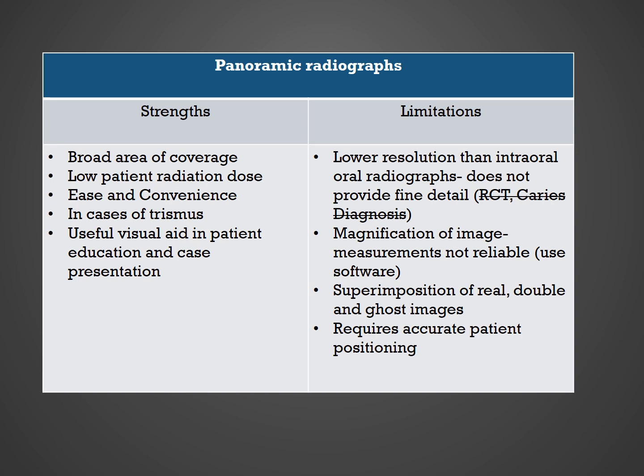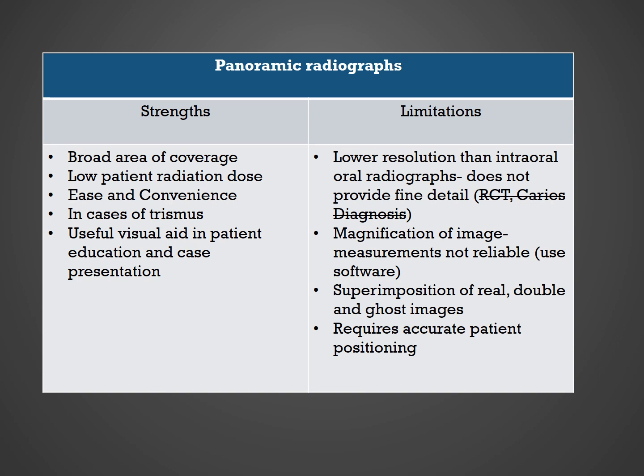All in all, let's look at the strengths and limitations of panoramic radiographs. First of all, it has a broad area of coverage, a relatively low patient radiation dose, and ease and convenience of examining the patient. It is useful in cases of trismus, and is a useful visual aid in patient education and case presentation. Of course, the limitations would be lower resolution than an intraoral radiograph, and hence it cannot provide fine details, so it cannot be used to look at RCTs or for caries diagnosis.